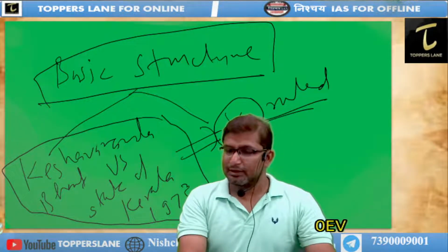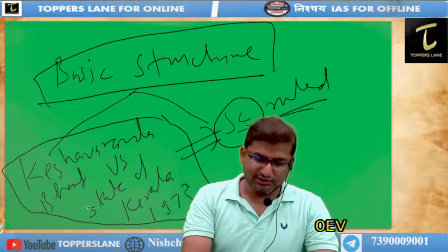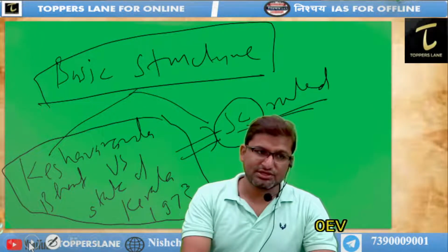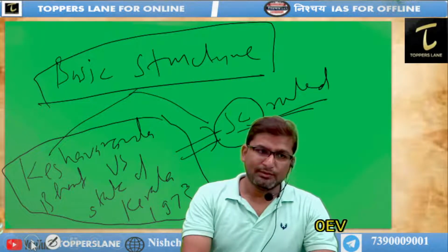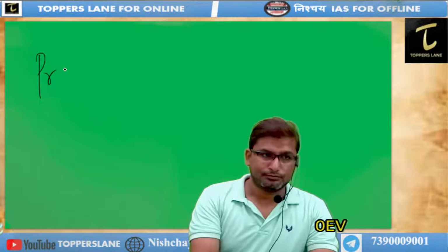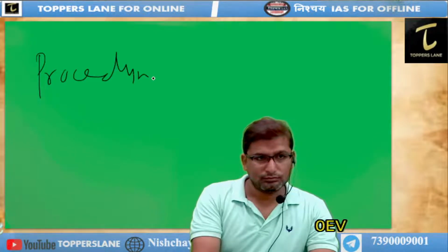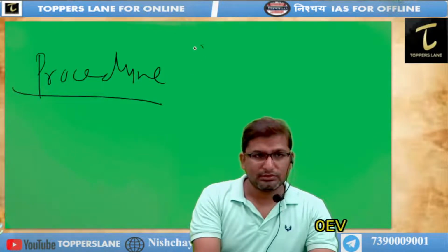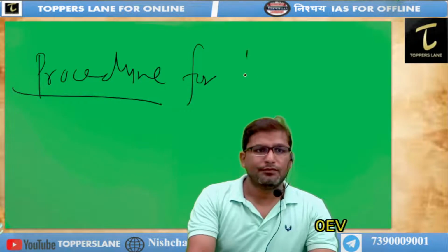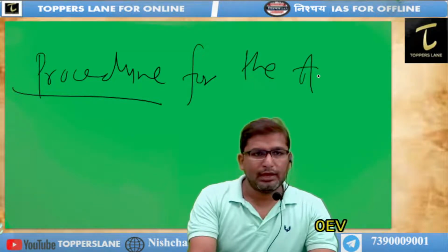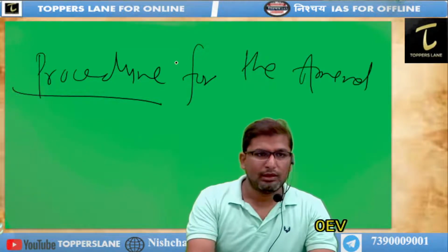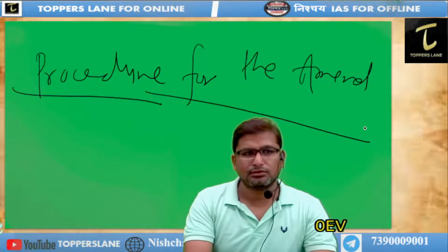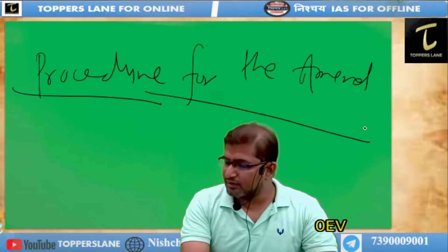So Parliament can amend any part without destroying the basic structure, and basic structure was innovated by the judiciary in which case? Keshavananda Bharati case. Now come to the procedure. Procedure for the amendment of the Constitution.